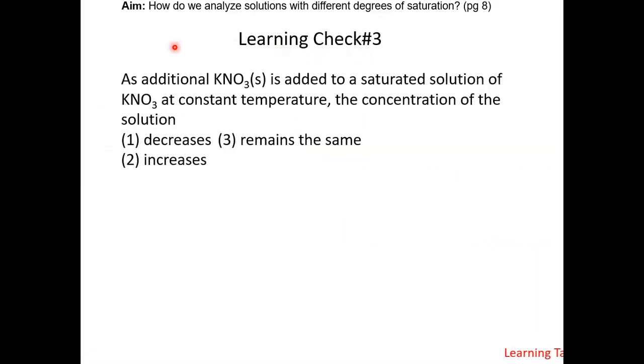Learning check number 3. As additional KNO3 solid is added to a saturated solution of KNO3 at constant temperature, the concentration of the solution does what? Pause the video and resume as completed. The answer is choice 3, remain the same. When more solute is added to a saturated solution, it will remain undissolved and sink to the bottom. Therefore, the concentration will remain the same.